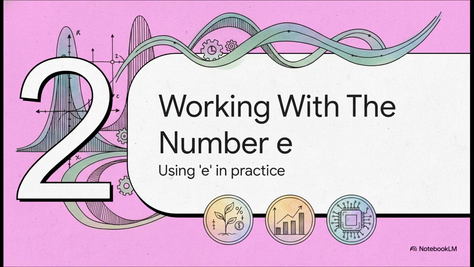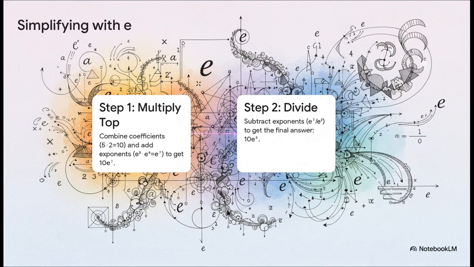Okay, so enough with the theory, right? The best way to actually understand this stuff is to get our hands dirty. So let's run through a couple of examples to see how E works in the wild. Okay, example 1, simplifying. The main thing to remember here is that E behaves just like any other base, like x or the number 2. So all our normal exponent rules totally apply.